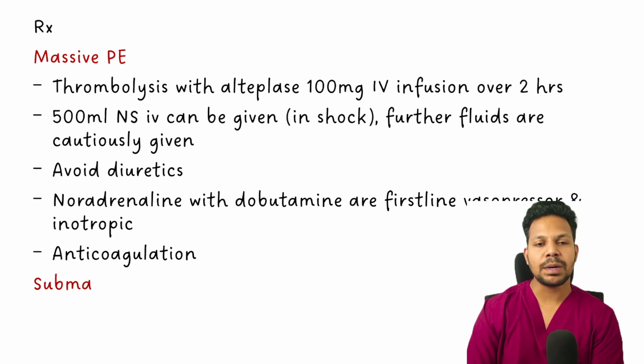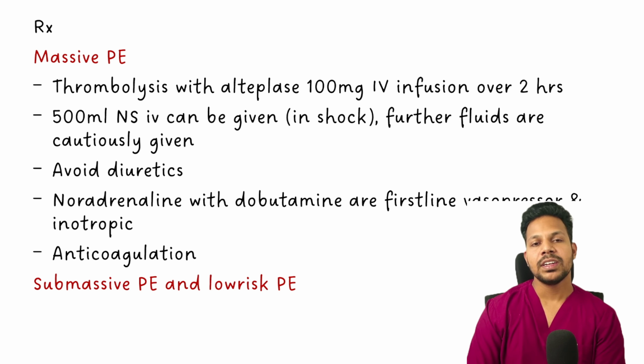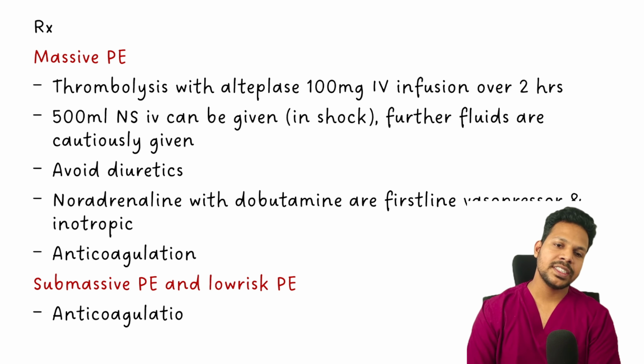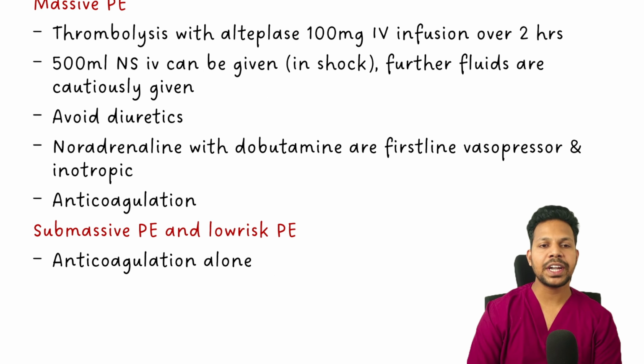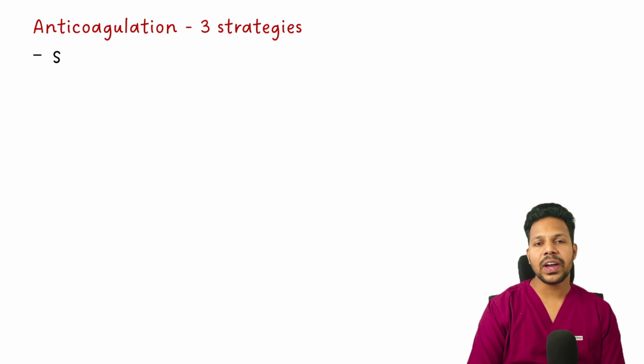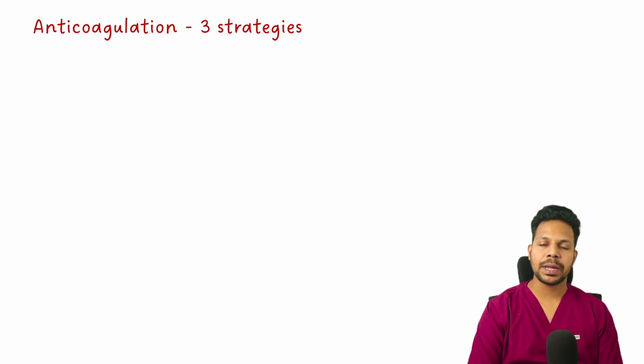Now, how would you treat a submassive PE and a low risk PE? There is no need for thrombolysis here. There is only a role for anticoagulation in this patient. But how would you give anticoagulation? So there are 3 anticoagulation strategies for the management of the pulmonary embolism patient.